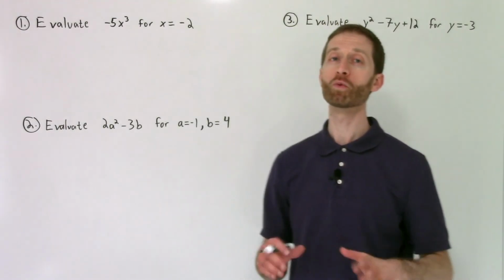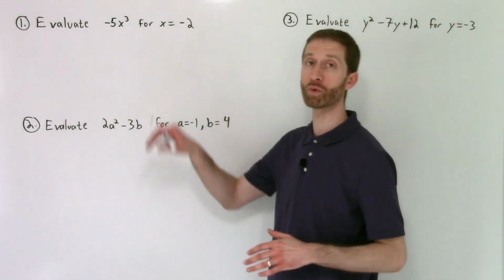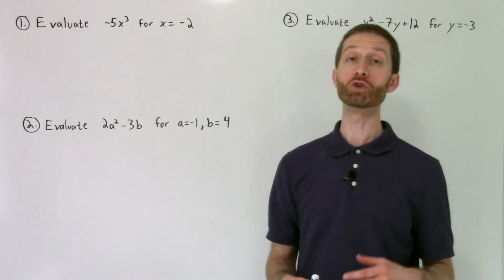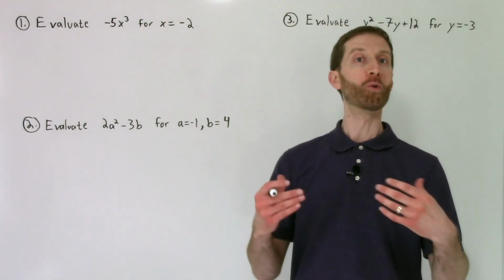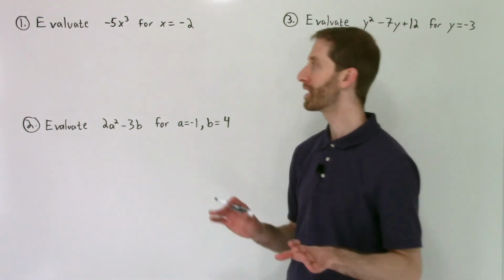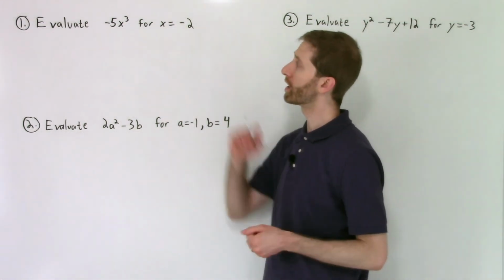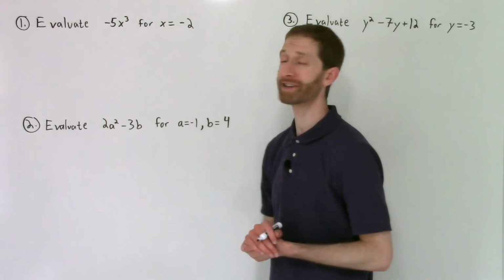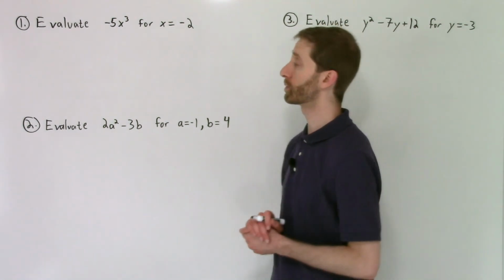In this video, we are going to go over how to evaluate algebraic expressions using the order of operations with negative numbers as well as positive numbers, namely just integers. So here it says evaluate -5 times x cubed for x equals -2.